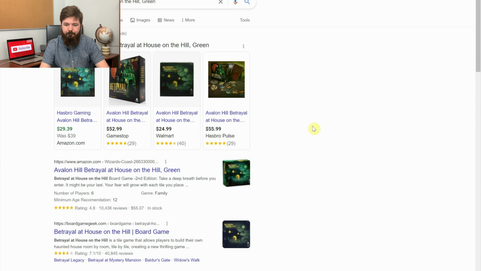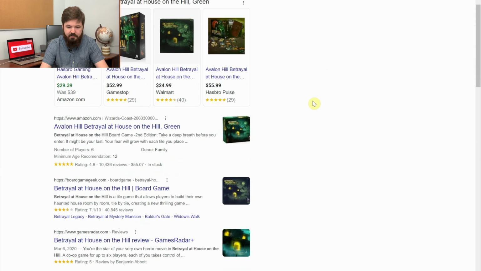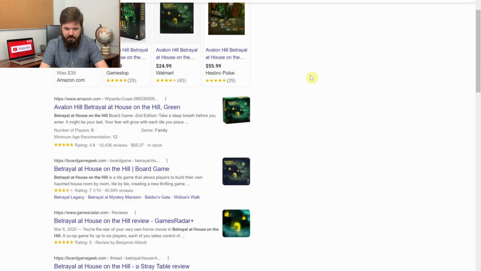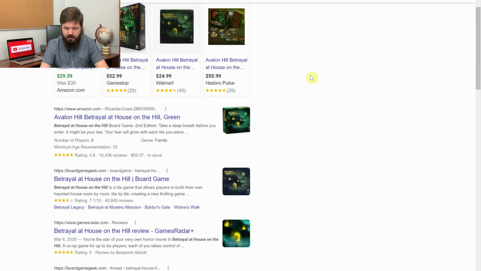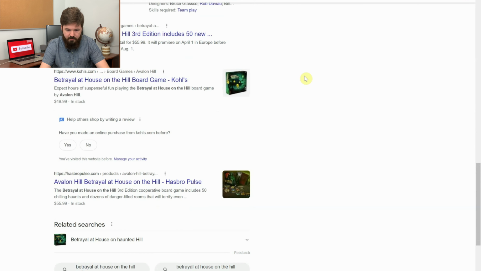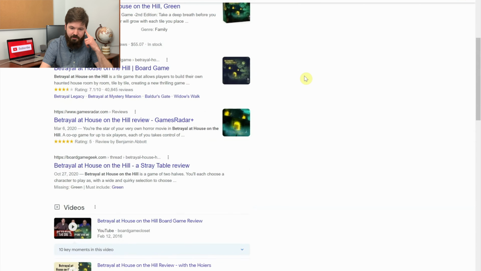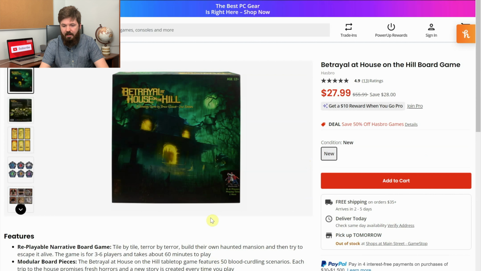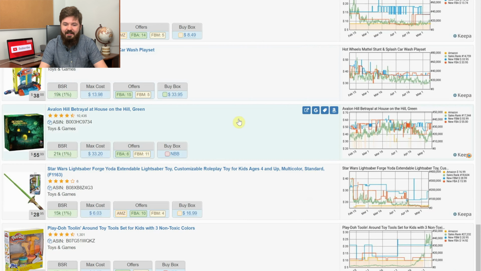Let's open Google. Yeah, for sale at Amazon for $29.39, which is kind of interesting. GameStop is $52.99. Walmart $24.99. $49.99. Looks like it sells for about $50 retail. So this is the right game at GameStop. The one we were looking at before at GameStop was a different game. So this is on sale for $27.99. You could see Celery Amp is suggesting a max cost of $33.